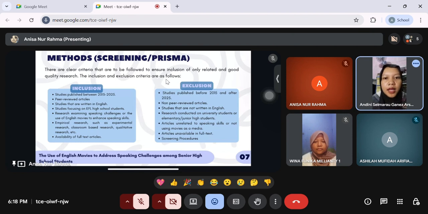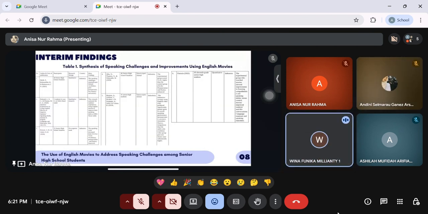And then after that, meanwhile, for the exclusion, studies were excluded if they were published outside the selected time range, not peer-reviewed, or written in a language other than English. Articles focusing on university students, elementary learners, or topics unrelated to speaking skills and English movies were also removed. This exclusion process helped ensure that only relevant and high-quality studies were included in the final review. Okay, so that's all from me. Next will be presented by Wina. Wina, time is yours. Okay, thank you for the opportunity.